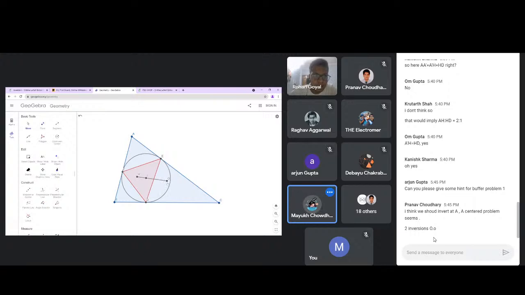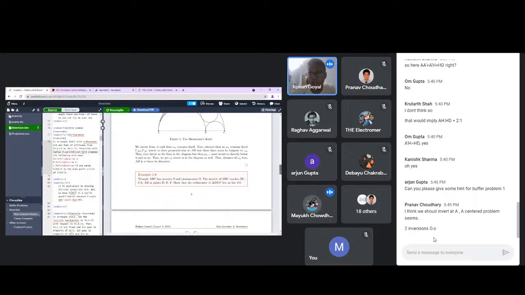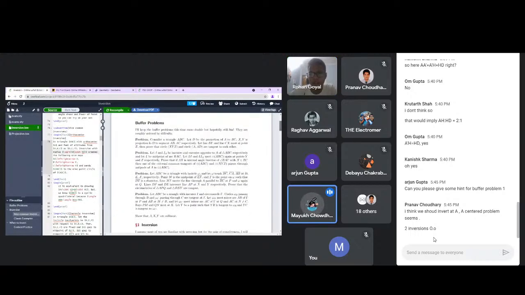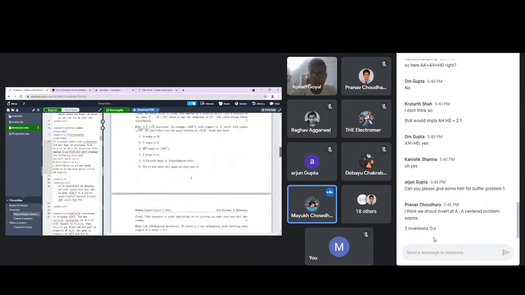I gave the buffer problems in the starting for those who are familiar with the content. I just got disconnected for 5 to 10 minutes.